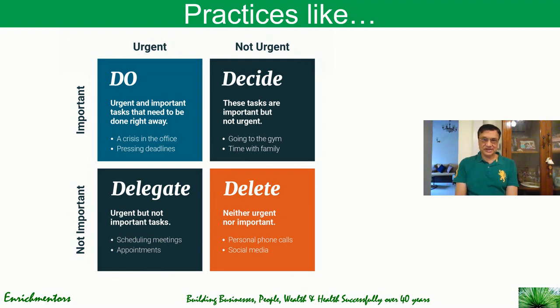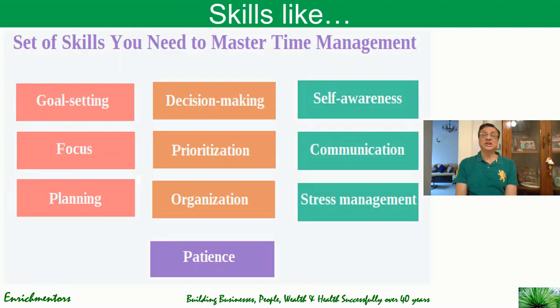Then there is a set of skills that you need to master for time management. These are like goal setting. How do you set goals? How do you make decisions? And that's a very important skill. You can make decisions in two manners. You can make a decision that is right, and that goes on to solve the problem, and the problem doesn't come again. Or you can take a decision that doesn't solve the problem or creates a further problem. So how do you take a decision? That important decision-making skill saves your time.